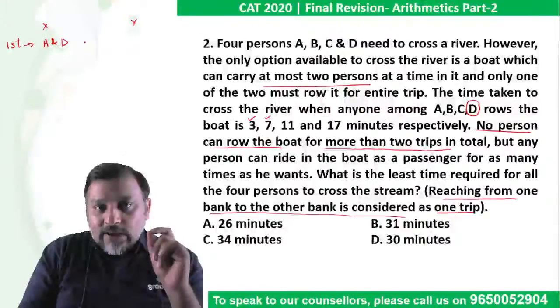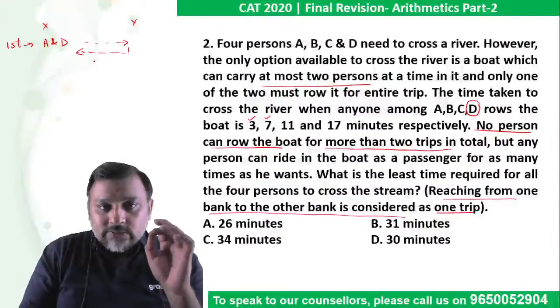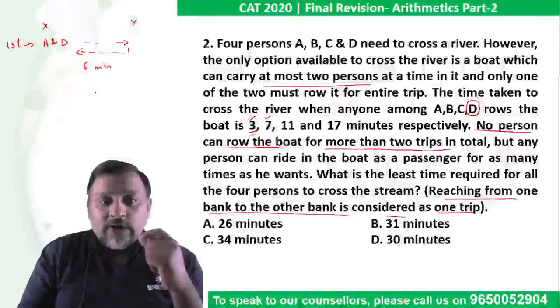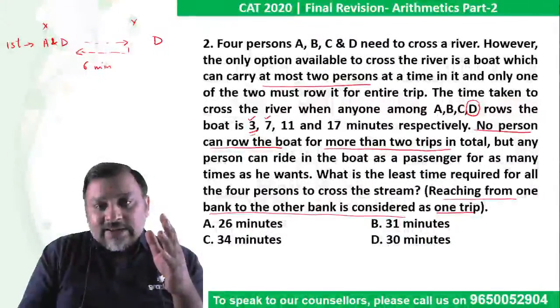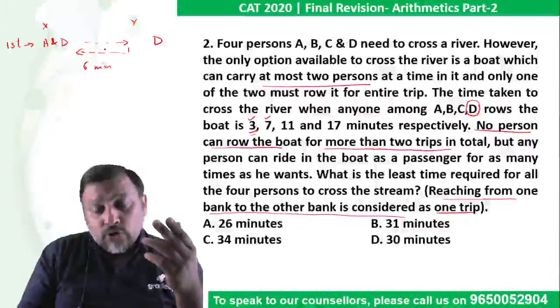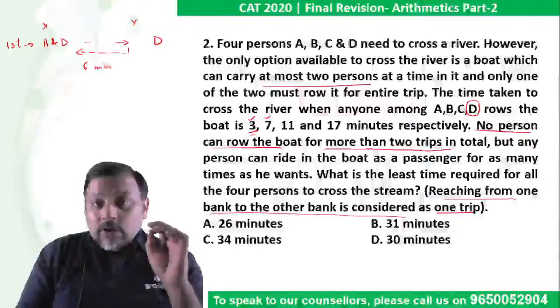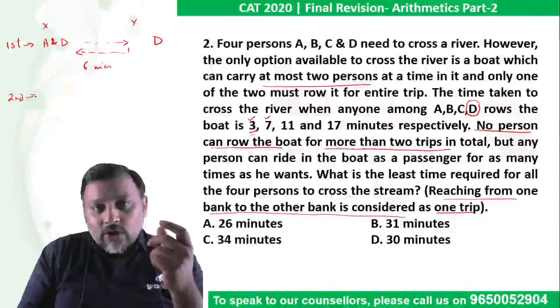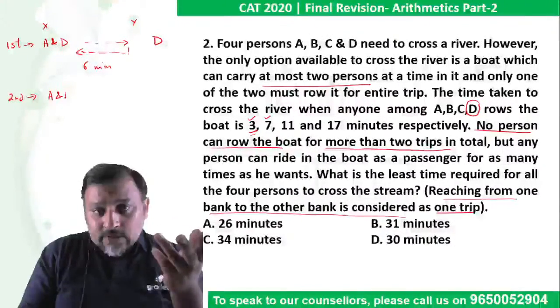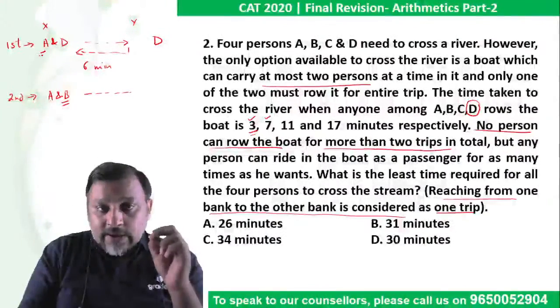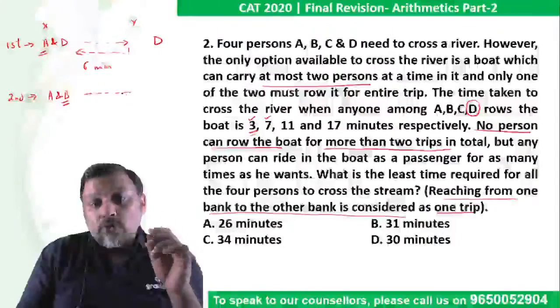So if A leaves D here and then comes back, this will take 6 minutes, 3 minutes for one trip. Now D is at the opposite bank. Since A has completed two trips, he cannot row again. So the next would be what? A can go with B. Now B will row. In the first one, A rowed, and in the second one, B will row.